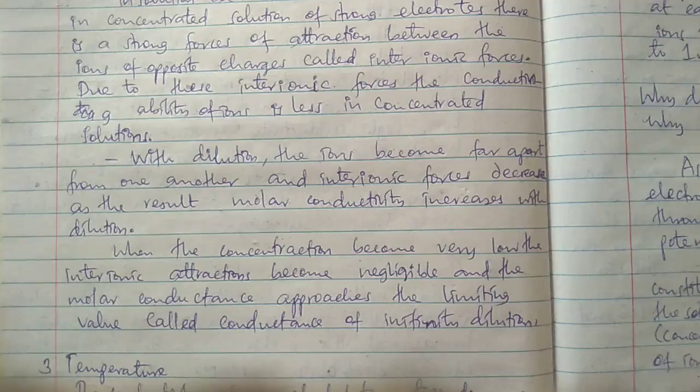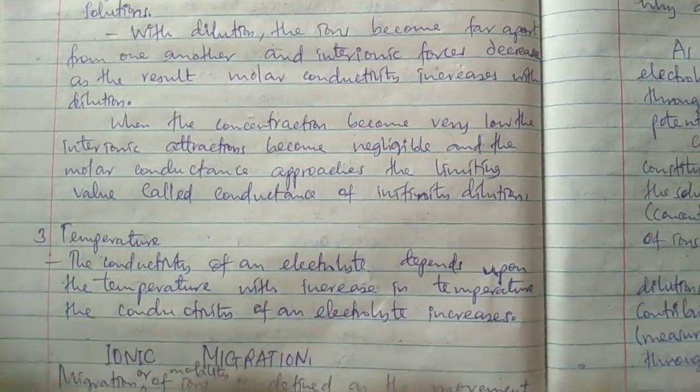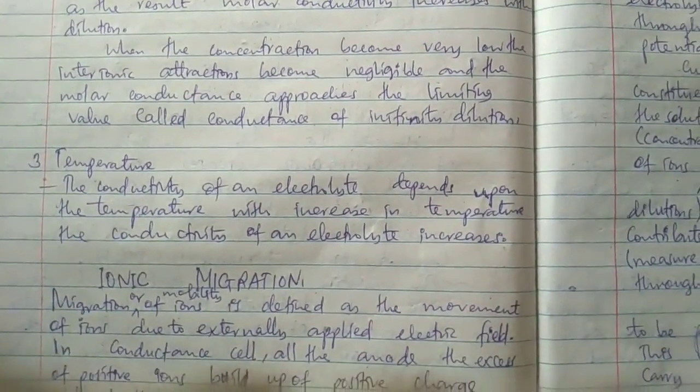Molar conductivity increases with dilution. Molar conductivity keeps increasing as dilution increases. When the concentration becomes very low, the interionic attraction becomes negligible, and the molar conductance approaches the limiting value called the conductance at infinite dilution. That is for strong electrolyte.